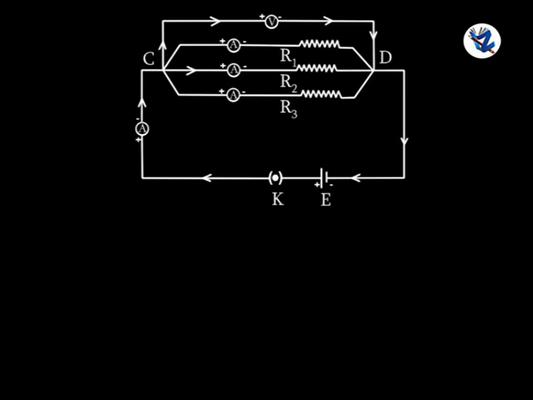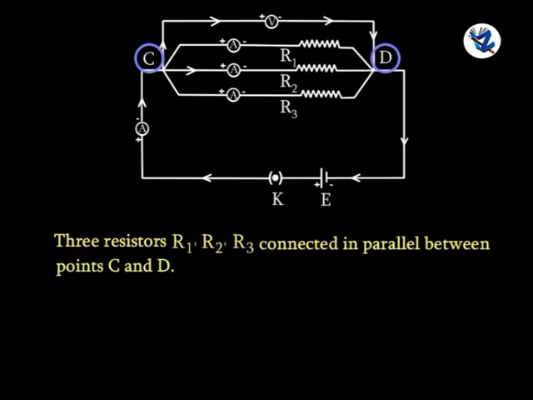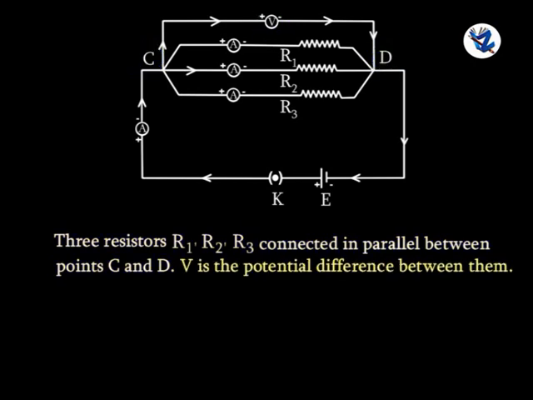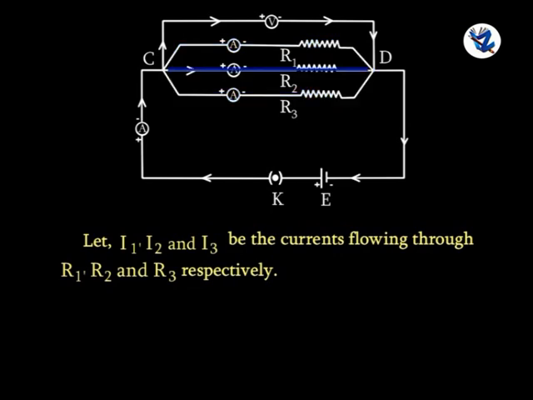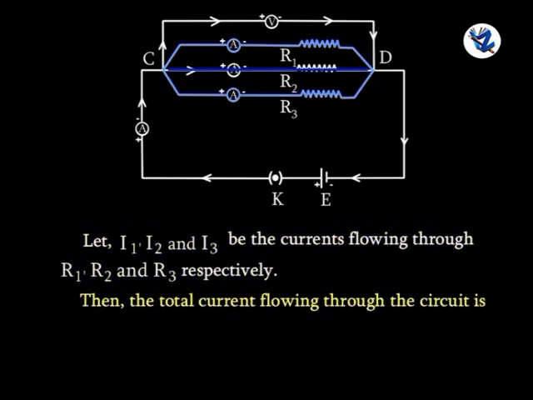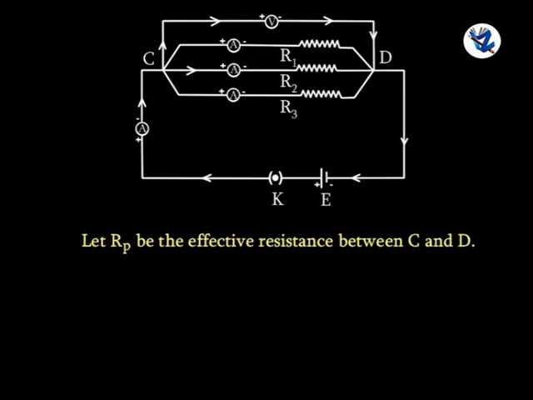Then resistors in parallel. Resistors are said to be connected in parallel when their ends are connected at both sides like this. Here three resistors R1, R2 and R3 are connected in parallel between points C and D. V is the potential difference between them, and let I1, I2 and I3 be the currents flowing through R1, R2 and R3 respectively. Then the total current flowing through the circuit is I is equal to I1 plus I2 plus I3, equation 1. Let Rp be the effective resistance between C and D.